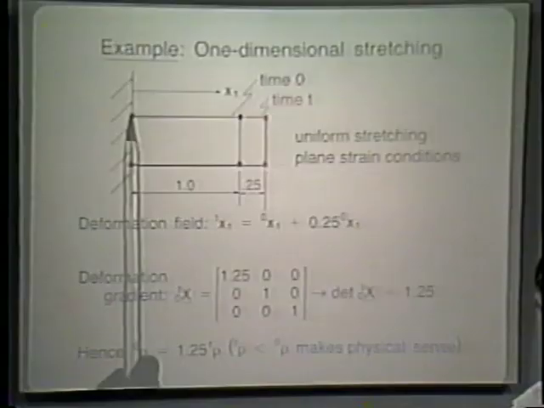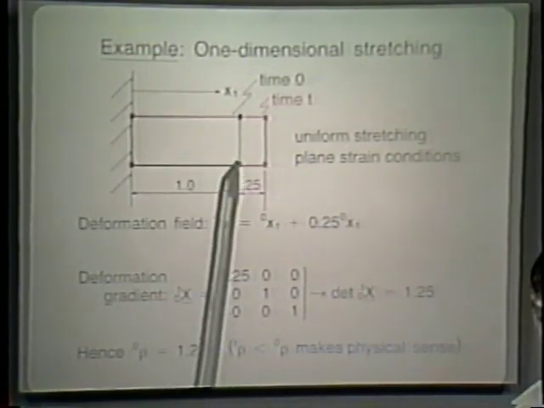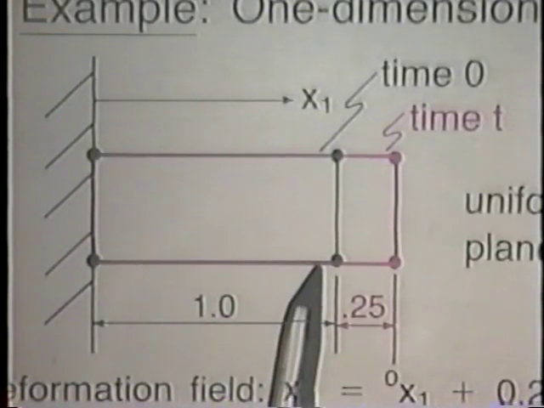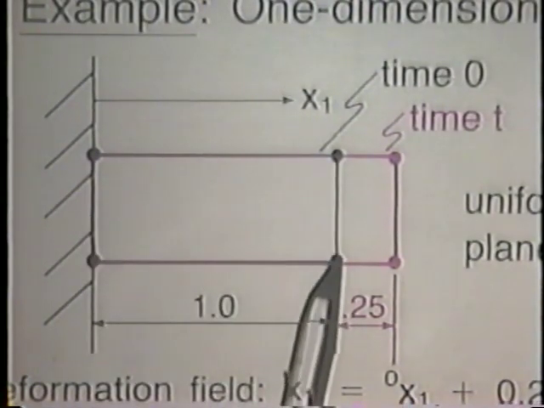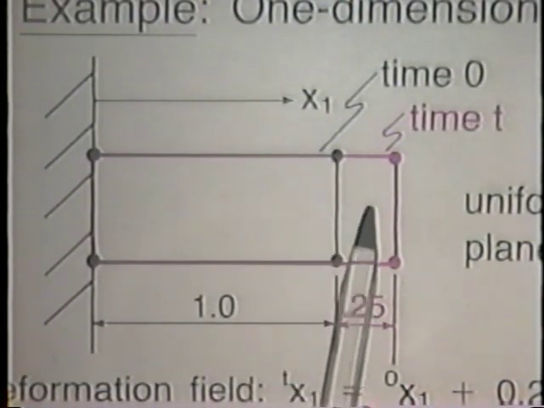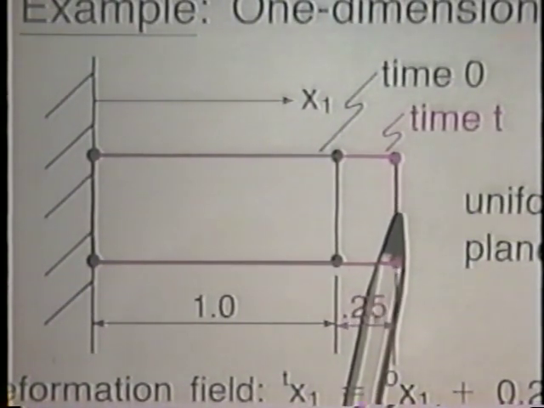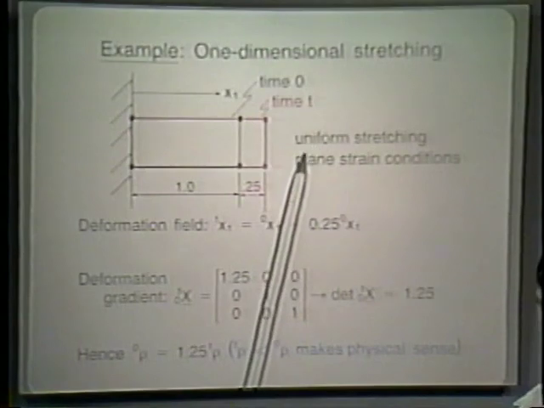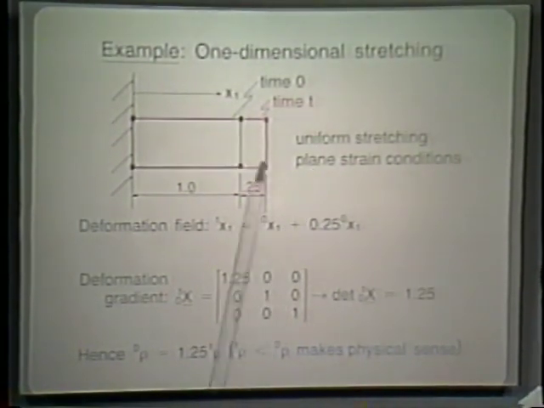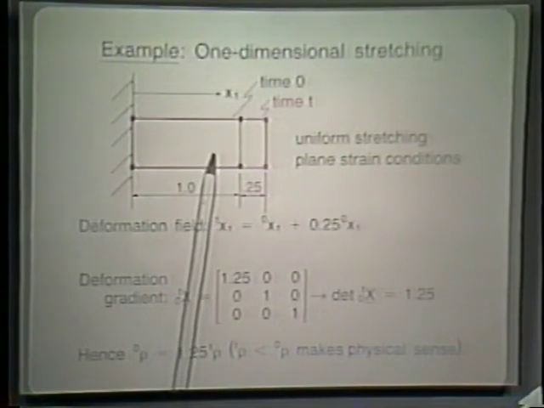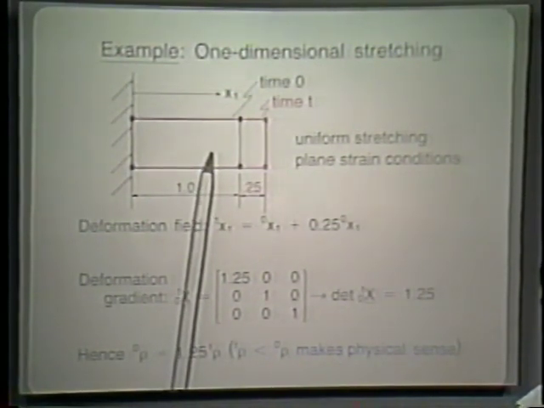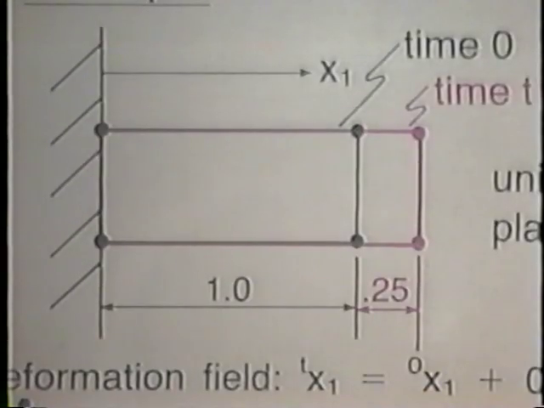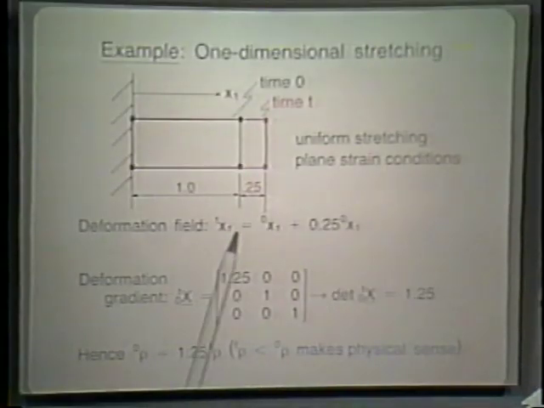Let's look at a simple example to just exemplify once again what we just talked about. Here we have a little example, a piece of material that in its original configuration is 1 long. We are stretching that piece of material up to time t as shown. We assume uniform stretching. We assume plane strain conditions. In other words, the strain through the thickness is equal to 0 here in this particular case. And the deformation field is assumed to be as shown here.